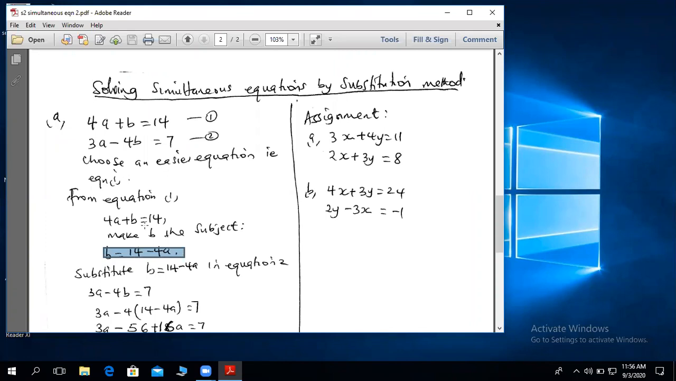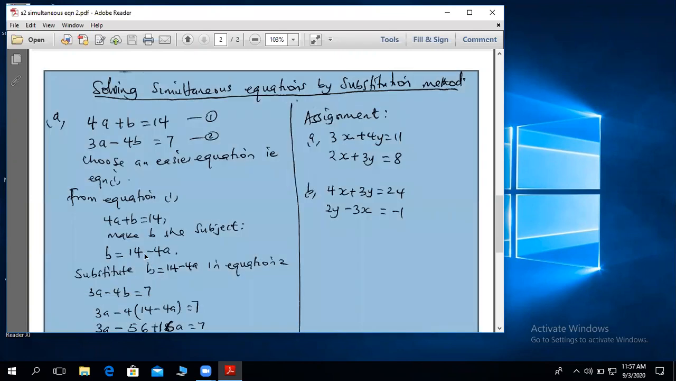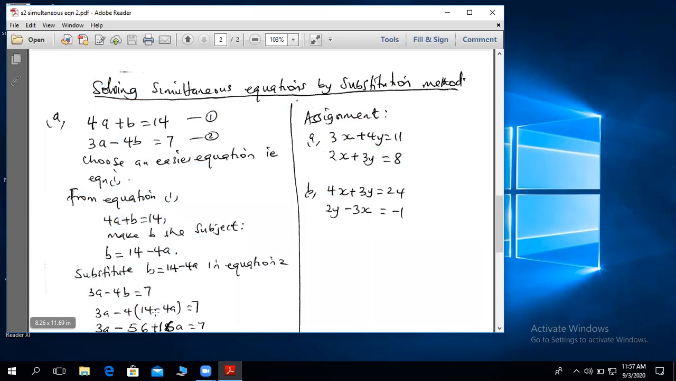But now, since I got it from equation 1, I must substitute it in equation 2. Take note of that. What is equation 2? Equation 2 is 3a plus 4b equal to 7. So I'll just put the value of b, which is 14 minus 4a. It will be 3a plus 4, then where there is b, we put 14 minus 4a, equal to 7.